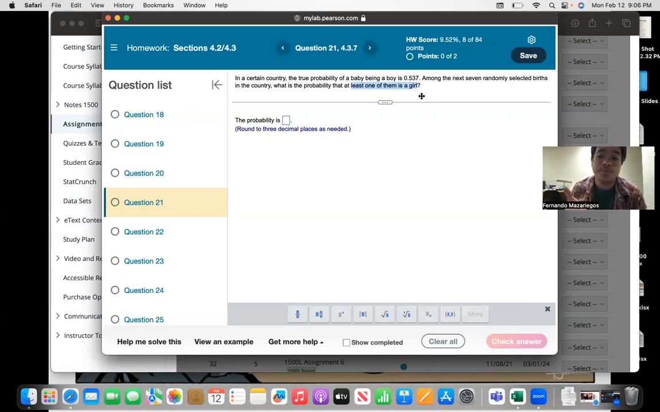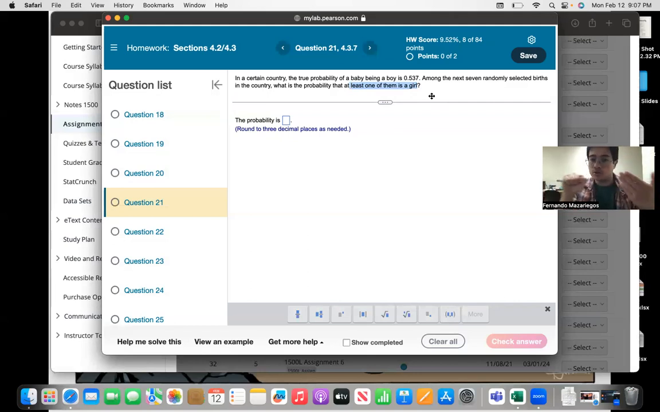So what we do is we use the complement. So what is the complement of this event, the event of having at least one girl? Remember, the complement is the opposite. So if my first event is having at least one girl, the opposite is having no girls at all.